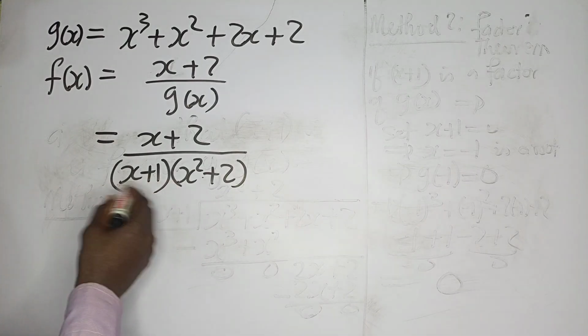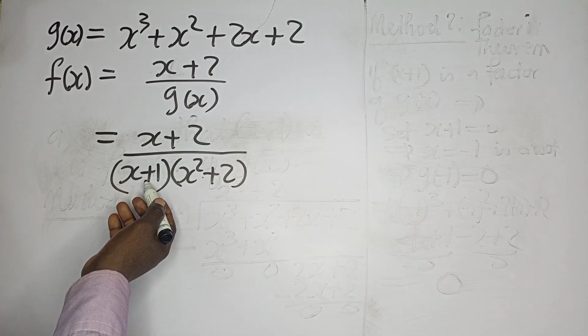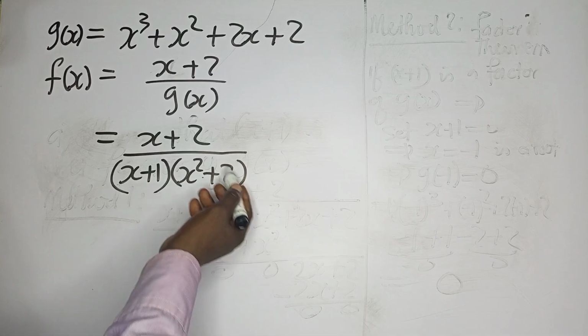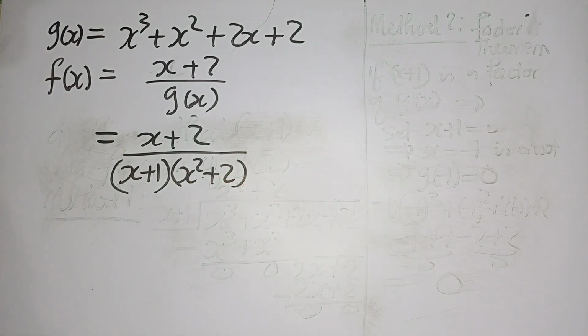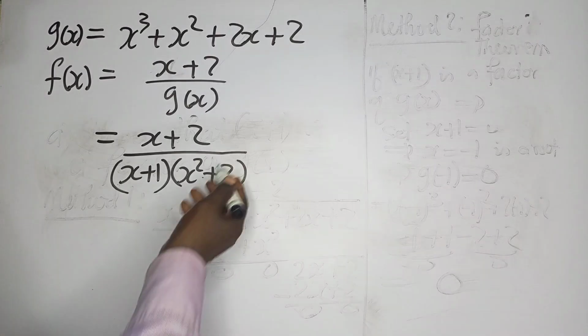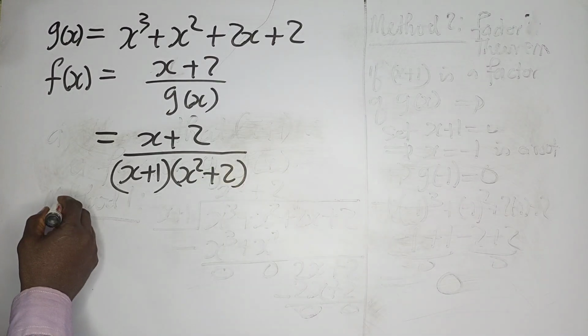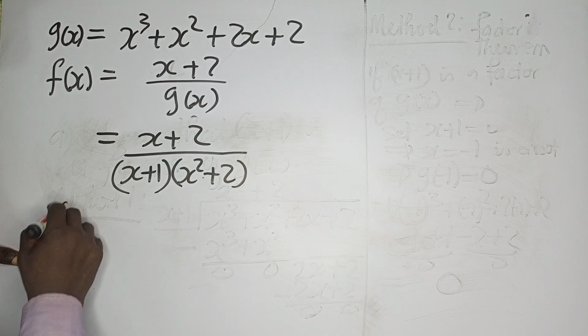Now, this is a linear factor. It's already in the reduced form, but this one is a quadratic factor. Can we reduce it further? Can we get 2 factors? Because a quadratic expression must have 2 factors. Is this quadratic reducible? Let us check.